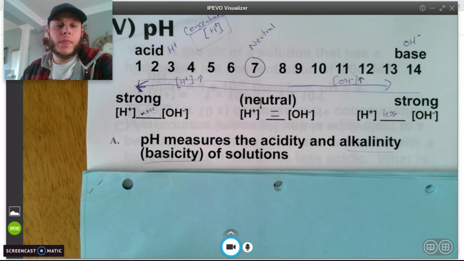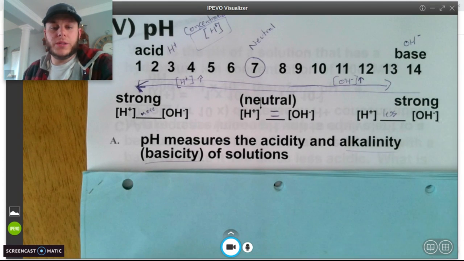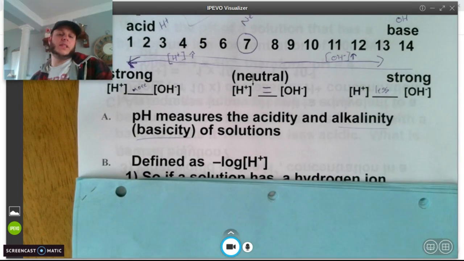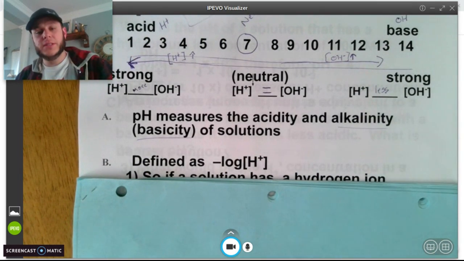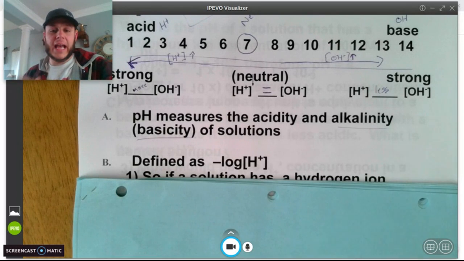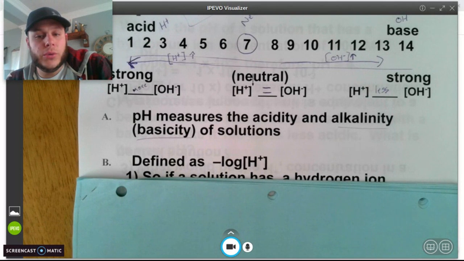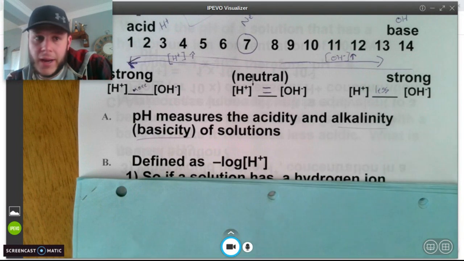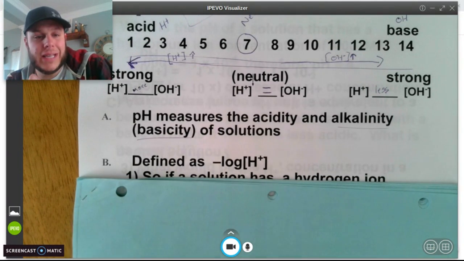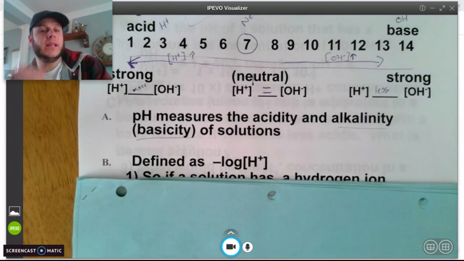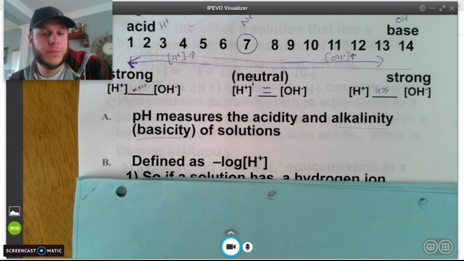We've gone through this enough, so I'm just going to leave it at that. And here's where the math comes in, but it's not going to be crazy, I promise. It is defined as the minus log of H plus. So if I took the concentration of a solution's H plus ions and put it into a minus log equation, it would spit out a number 1 through 14, and it would give me the pH.